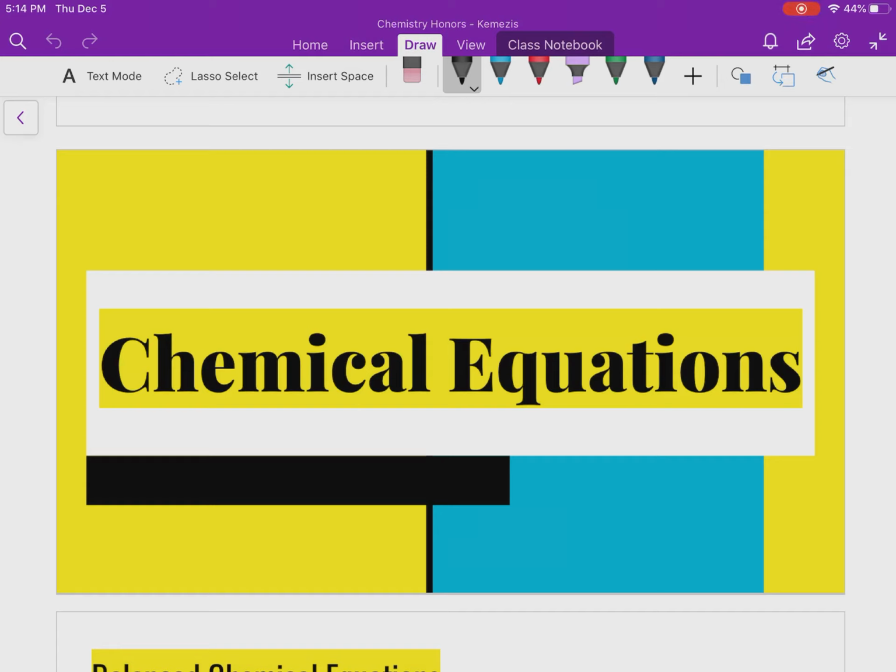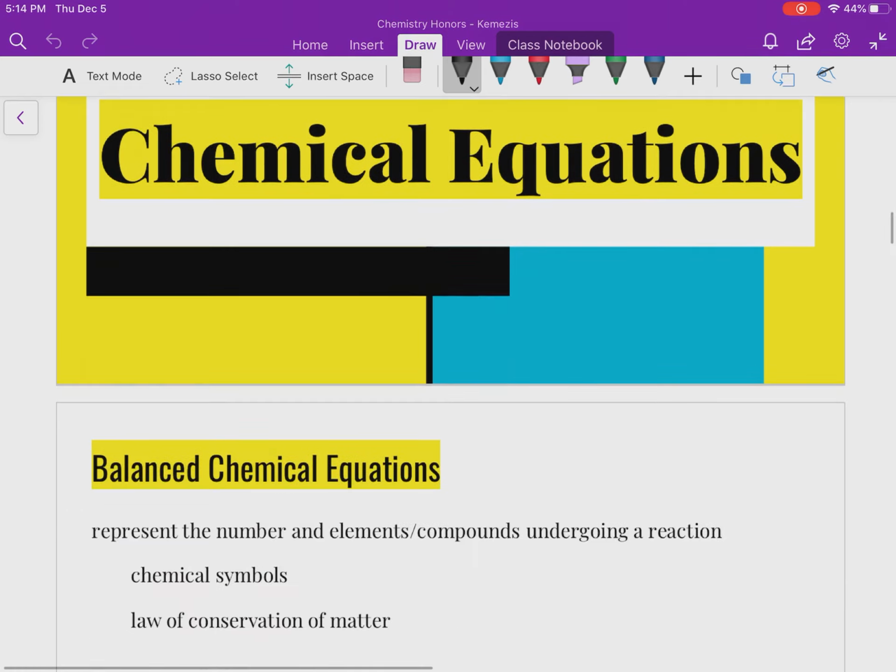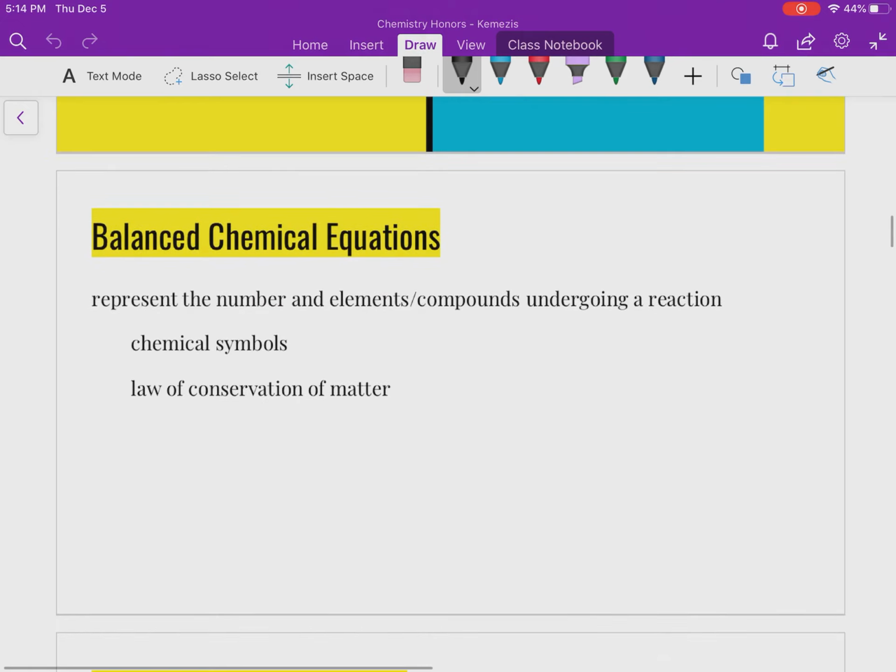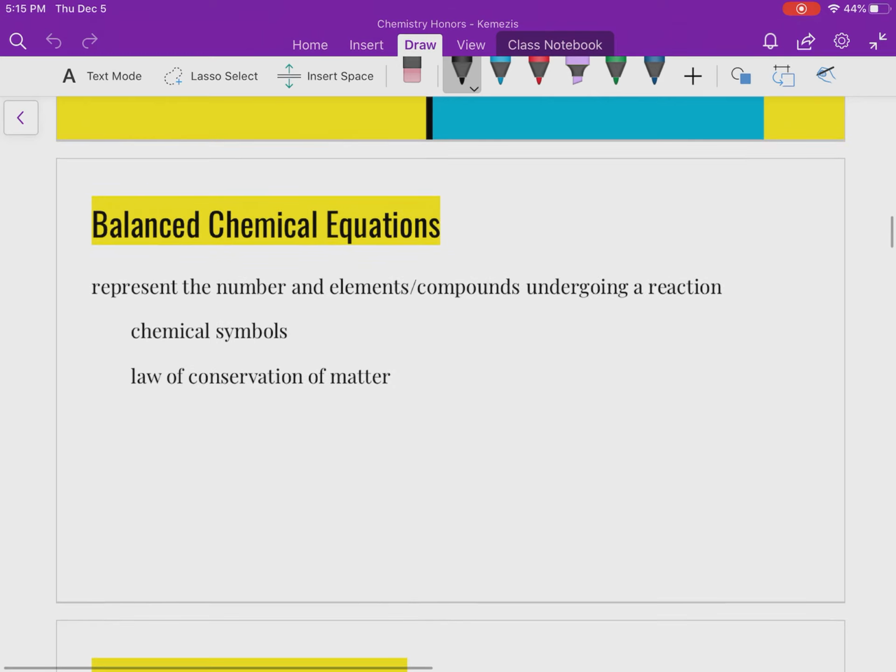So the other thing that you guys are going to be working on is writing and balancing chemical equations. Basically, it's writing a sentence in chemistry speak is what chemical equations are. One of the most important things for chemical equations is that they are balanced, okay? Meaning that you have the same amount of things on each side of the equation. And what it represents is the number of elements slash compounds that are undergoing a reaction.